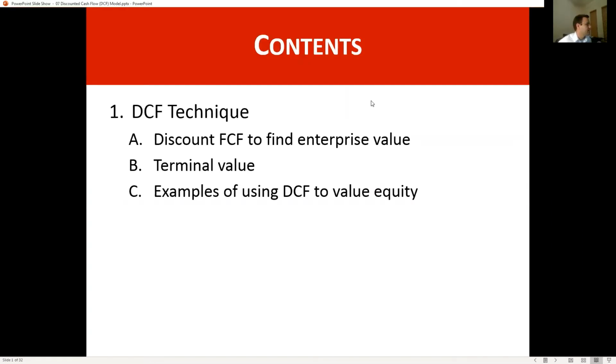Three things within this lecture. As I just foreshadowed, we're going to be discounting the free cash flows to find the enterprise value. That's what the DCF method is doing. In order to do that well, we're going to need to introduce something called a terminal value.